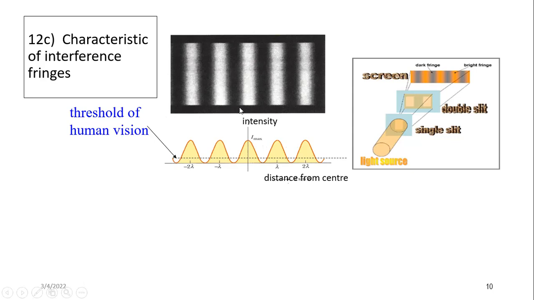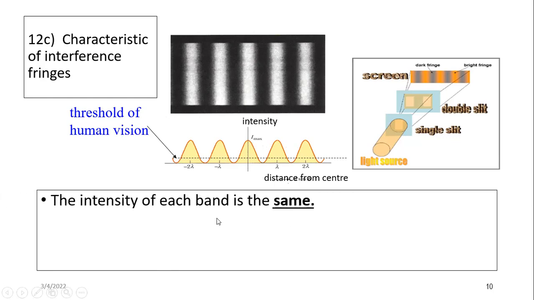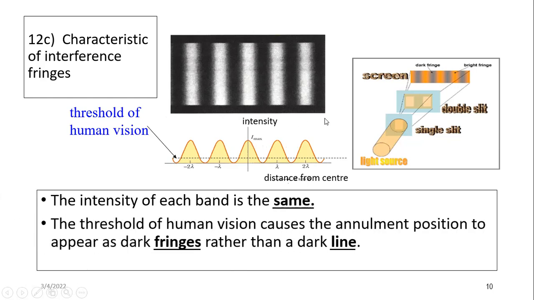So the weakness in Young's double slit is that we are supposed to measure from center to center, where's your x or your y, but we are not sure where the center is. We have to approximate. The intensity of the band is the same. That's what it means. Threshold of human vision causes the annulment. Annulment is the cancellation position appearing as dark fringes rather than a dark line.